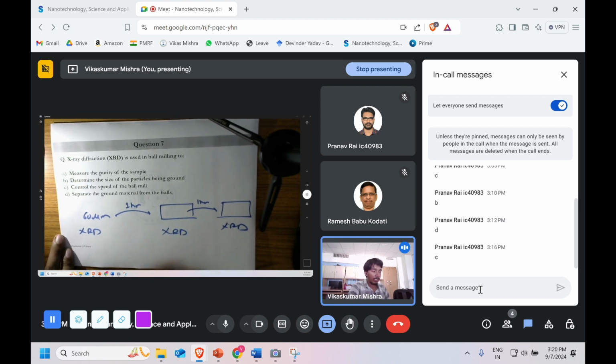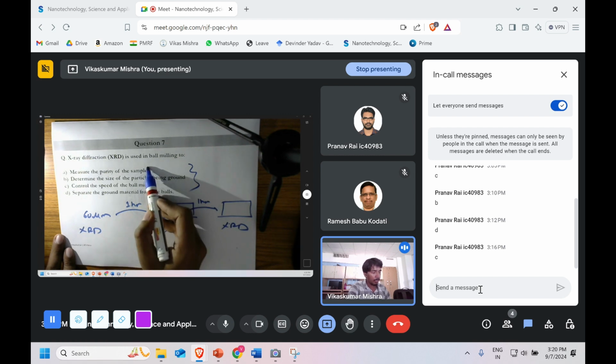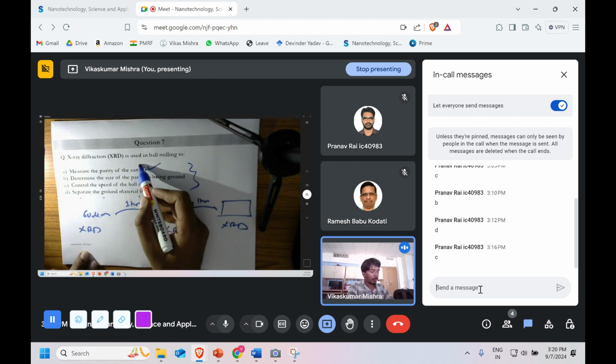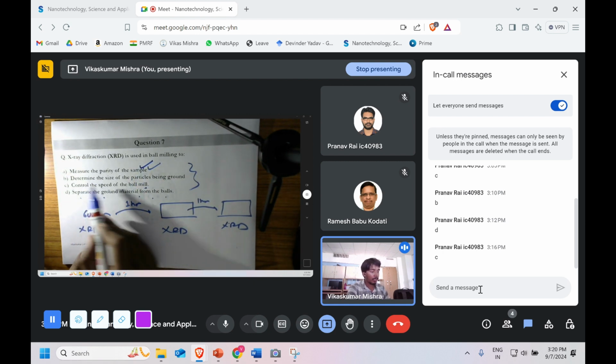Why am I doing the XRD? What is the reason for that over here? That is something which we want to answer. Measure the purity of the material. Second, determine the size of the particle being ground. Control the speed of the ball mill. Separate the ground material from the ball. So what do you think? What is the correct answer? Whether we should go with the purity of the material, or we decide the size of the particle, that is crystallite size. These are the options that are available to us.